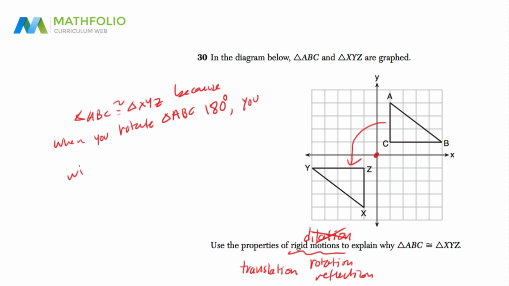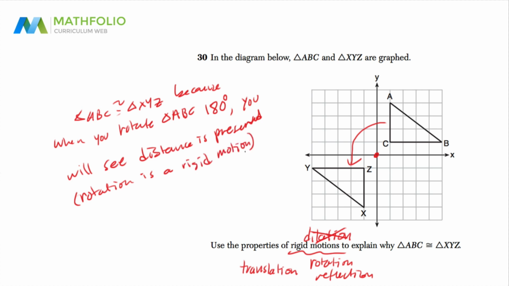You will see distance is preserved. And I would say that rotation is a rigid motion. So not only is distance preserved, but also all points A, B, and C are mapped to X, Y, Z. And I think that pretty much covers it.